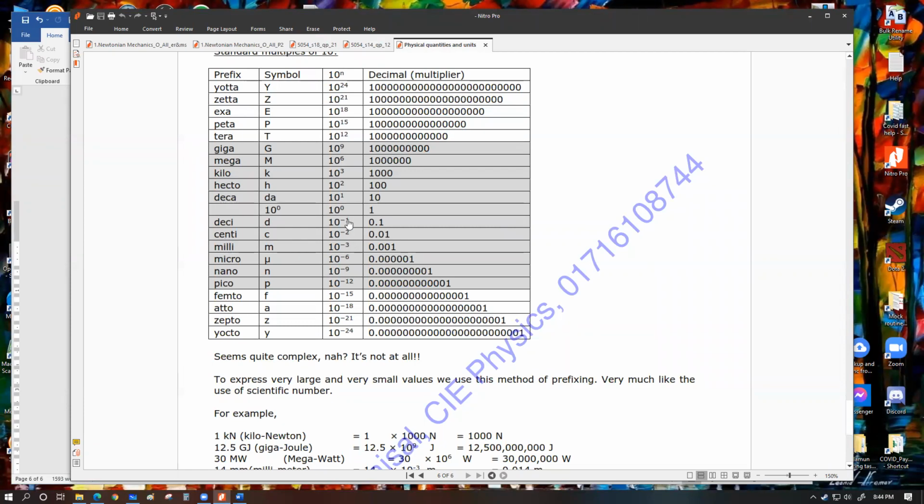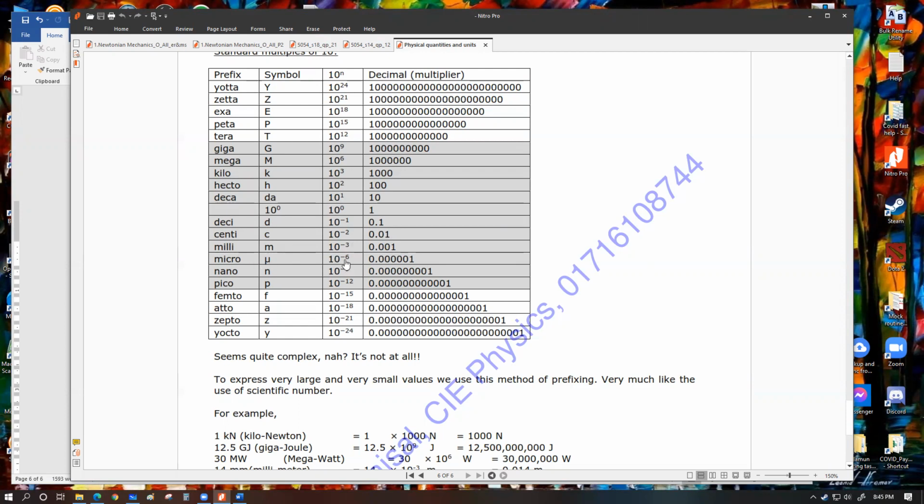Up till now, we have a decrement by an order of 1. So to the power minus 1, to the power minus 2, to the power minus 3. The symbols are all in small letters. From milli, if we go downwards, then we have a decrement in the order of 10 to the power 3. So milli is 10 to the power minus 3, which is 0.001.